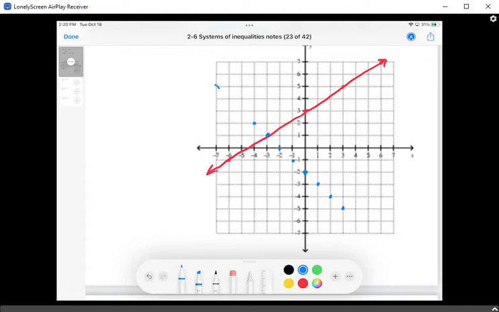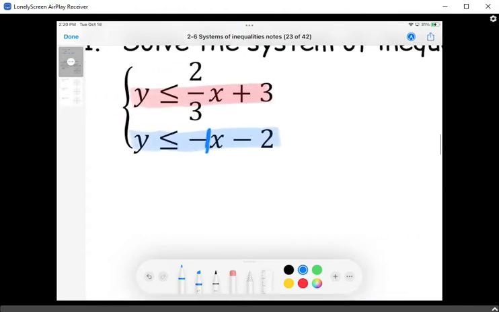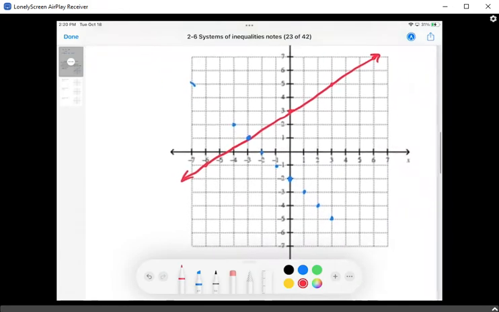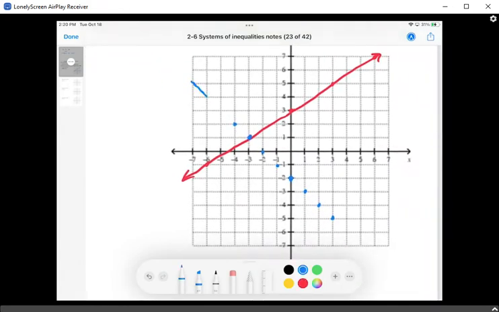We look at our symbol again, and we see that it has an equal sign as part of it. So this is going to be a solid line. In fact, both of these were solid lines. A lot of times you'll have one or the other. Sometimes you'll have both of them solid, both of them dashed. All these problems are a little bit different. So we graph our other line and boom, we've got our two boundary lines.